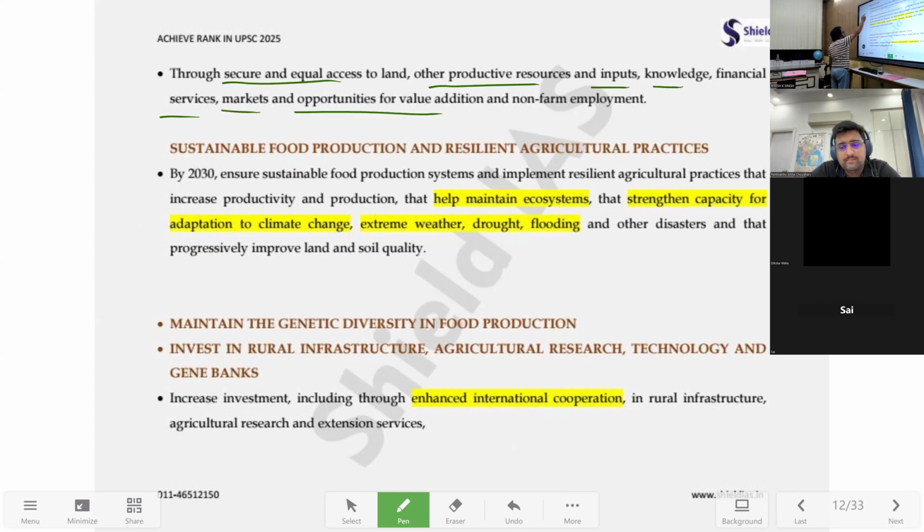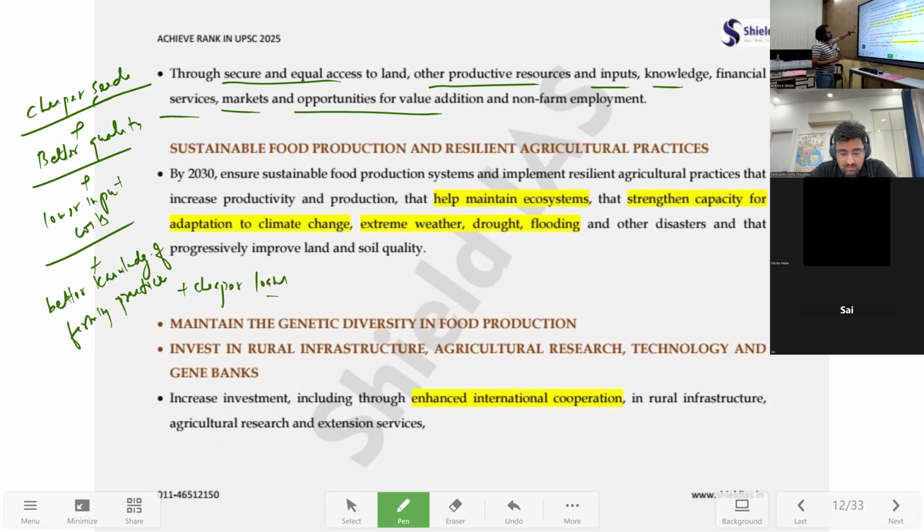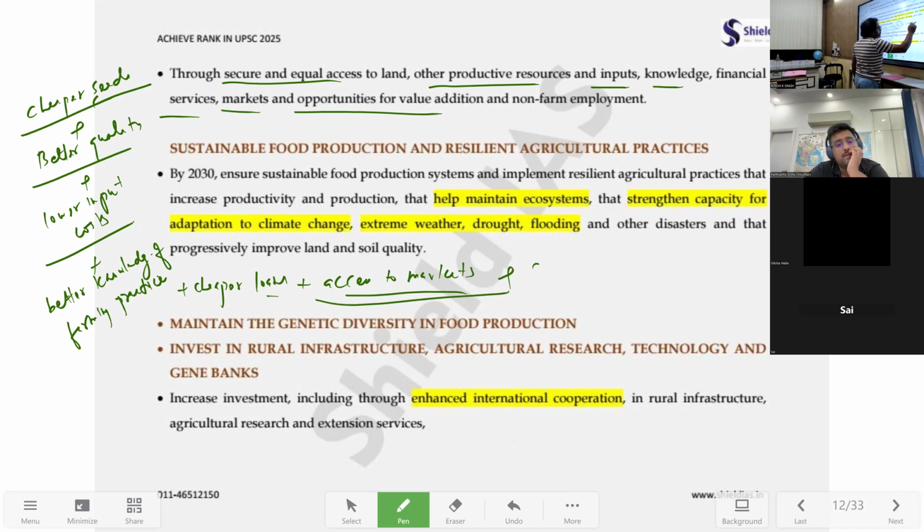For example, what does a small and marginal farmer require? They may require access to cheaper seeds, and these seeds of better quality, lower input costs, better knowledge of farming practices, or cheaper loans. Cheaper seeds of better quality, lower input cost, better knowledge of farming practices, cheaper loans. Then access to market. And also support for storing and selling later. So that means storage systems.